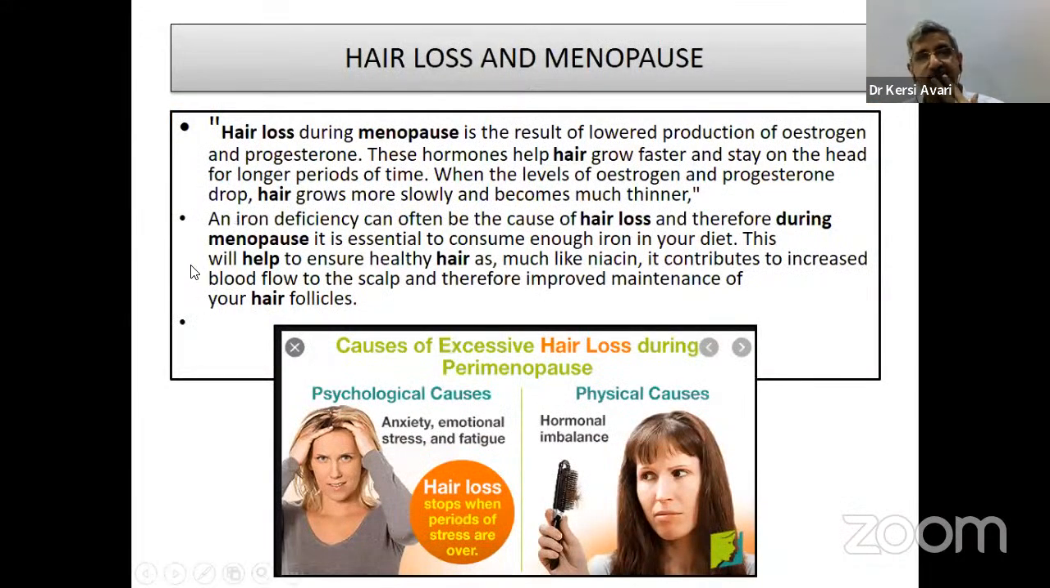Now, second thing, hair loss and menopause. Hair loss during menopause is because of lower production of estrogen and progesterone. They help the hair grow faster for a longer period of time. So deprivation causes them to be thin. Thinning means they are breaking. Iron deficiency can also cause hair loss during menopause. So consume a lot of iron-rich foodstuff. Ensure healthy hair. Much like niacin, it contributes to increased blood flow to the scalp and your hair follicles. So if the hair follicles are healthy, hair loss will be less.